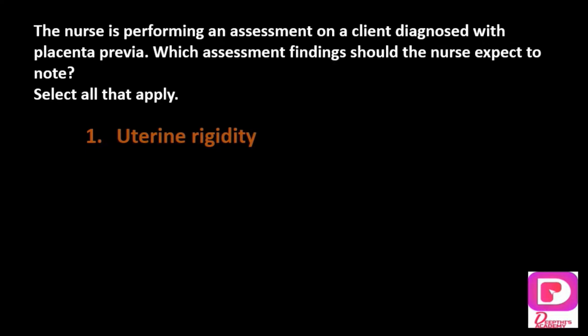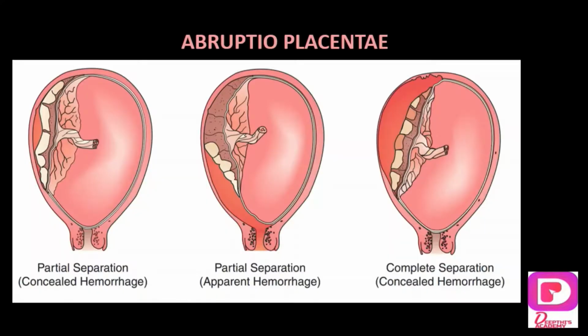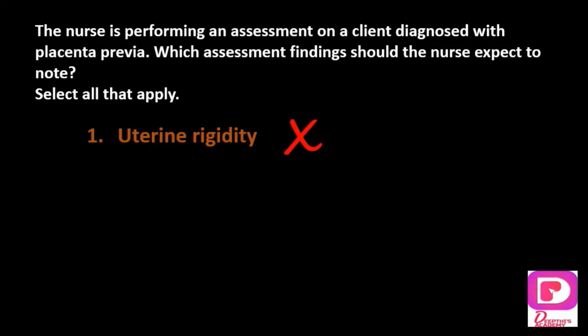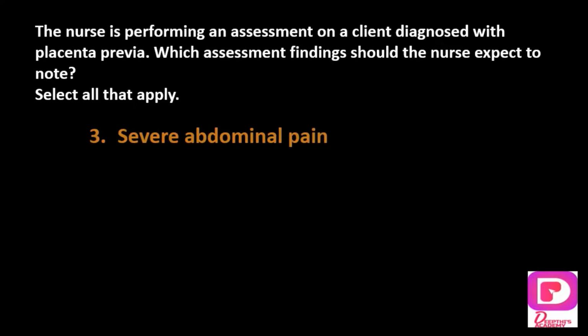First one, uterine rigidity. Uterine rigidity can occur in abruptio placenta, not in placenta previa. What is abruptio placenta? Abruptio placenta occurs when premature separation of placenta from the uterine wall causes the abdomen to feel hard and rod-like on palpation. So we can say the first option, uterine rigidity, is a wrong one. Uterine tenderness and severe abdomen pain are the classical symptoms of abruptio placenta. Hence, we have to omit these 2 options. Uterine tenderness and severe abdomen pain are wrong answers.